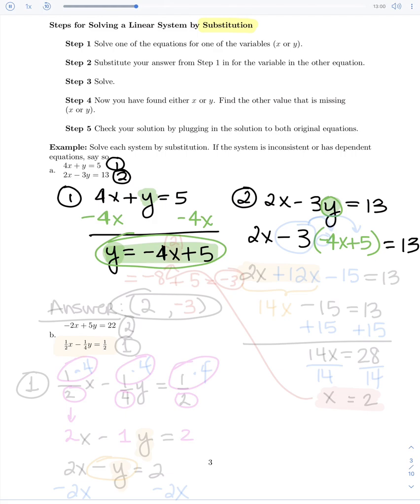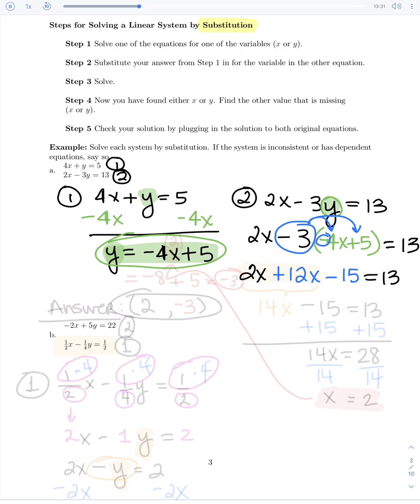Well, the first thing I need to do is get rid of those parentheses, and to do that I need to distribute the negative 3. Well, the 2x that was first, though, won't change, but distributing that negative 3 will get us a positive 12x, because we've got a negative 3 times a negative 4x. And then the last part is a negative 3 times a positive 5, which will give us a negative 15. And this all equals 13.